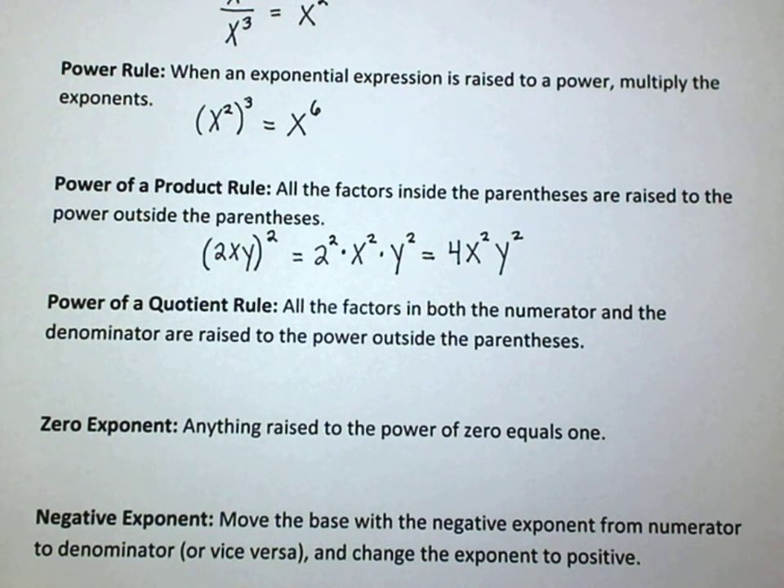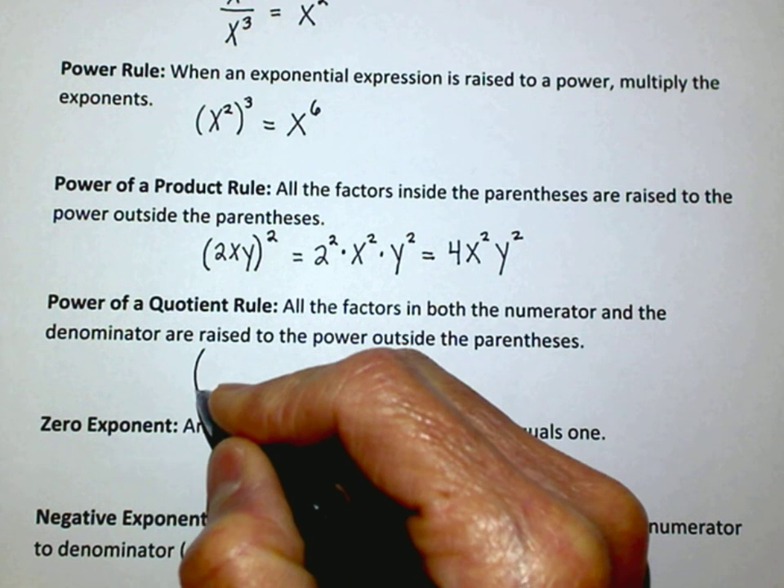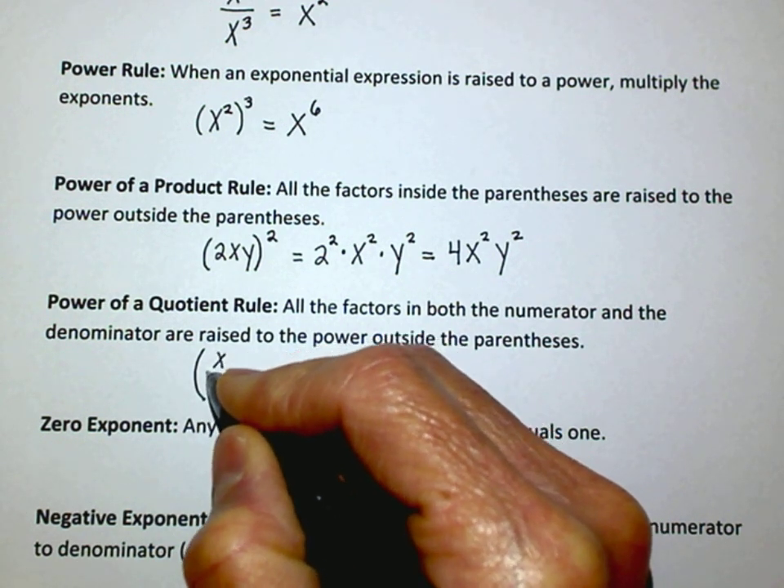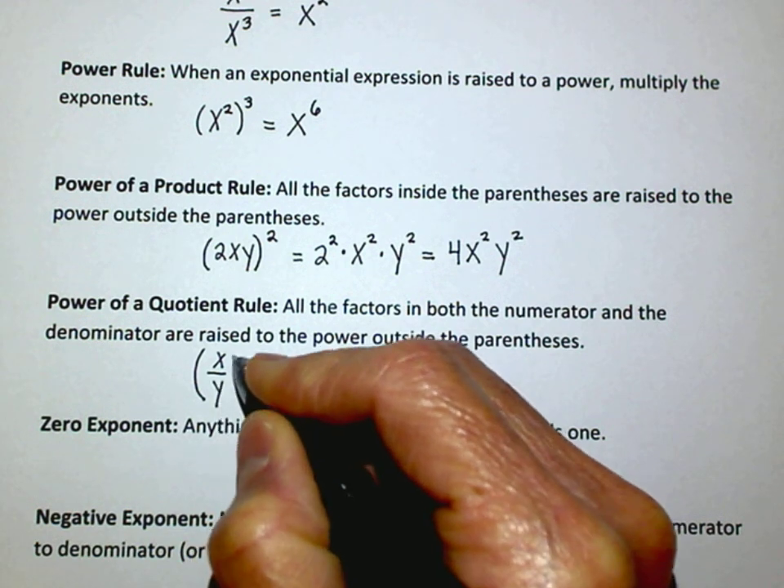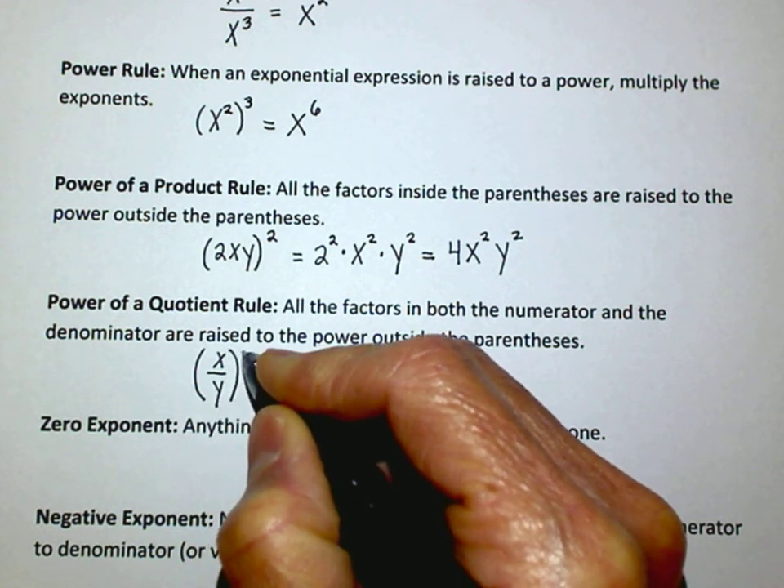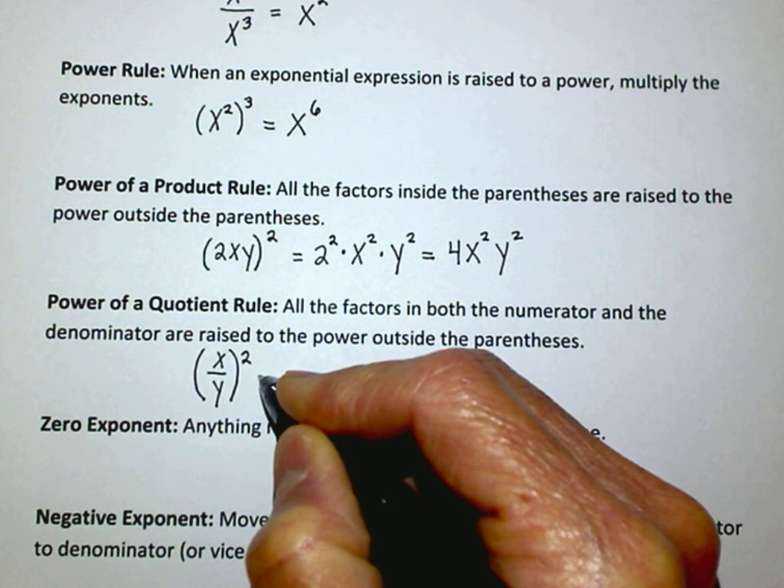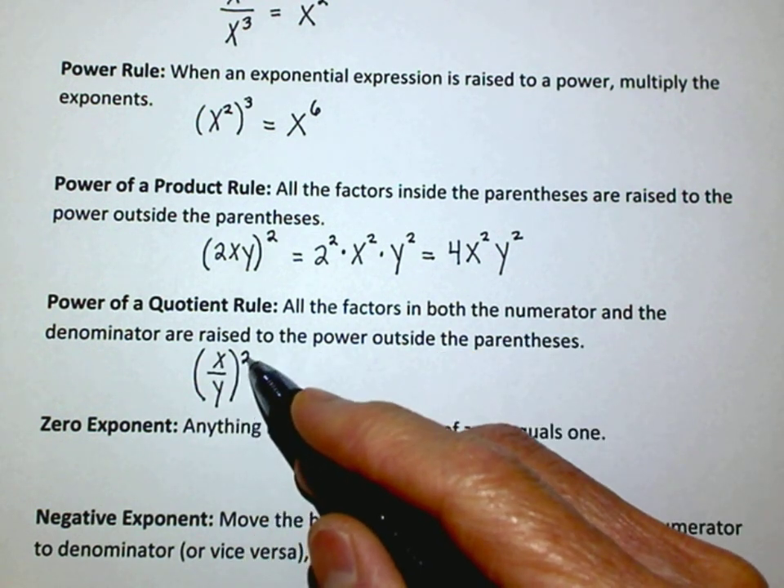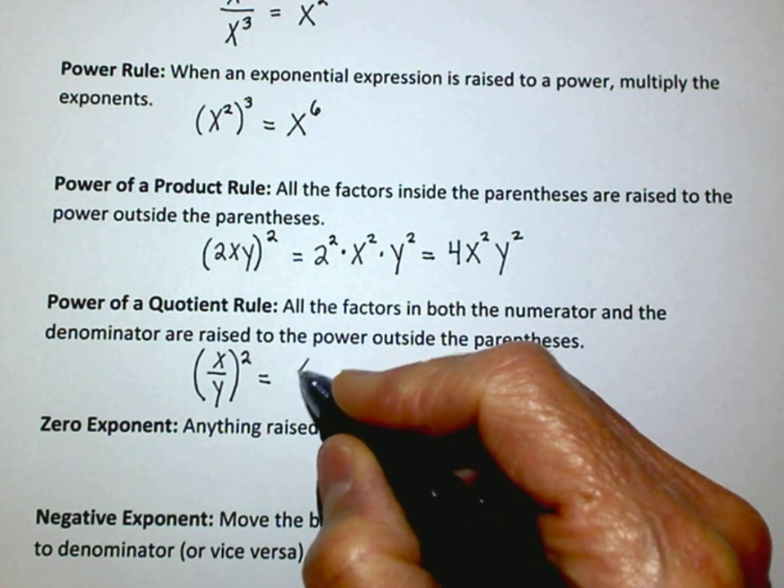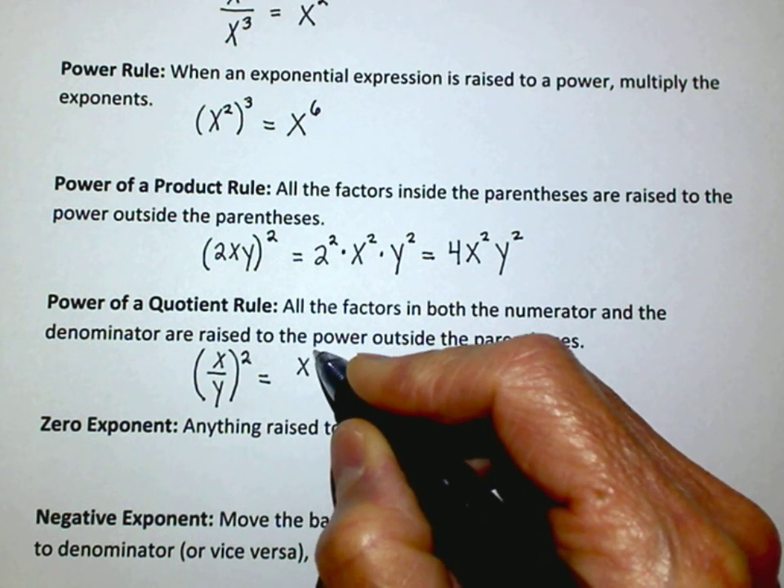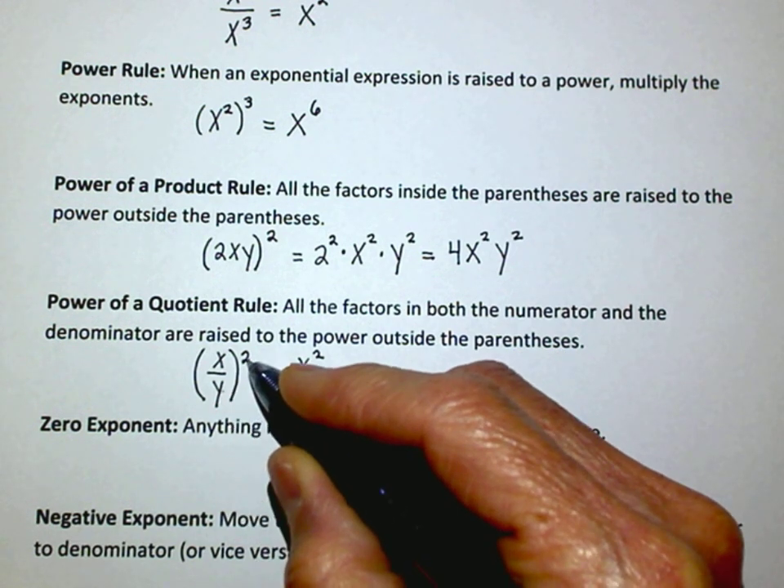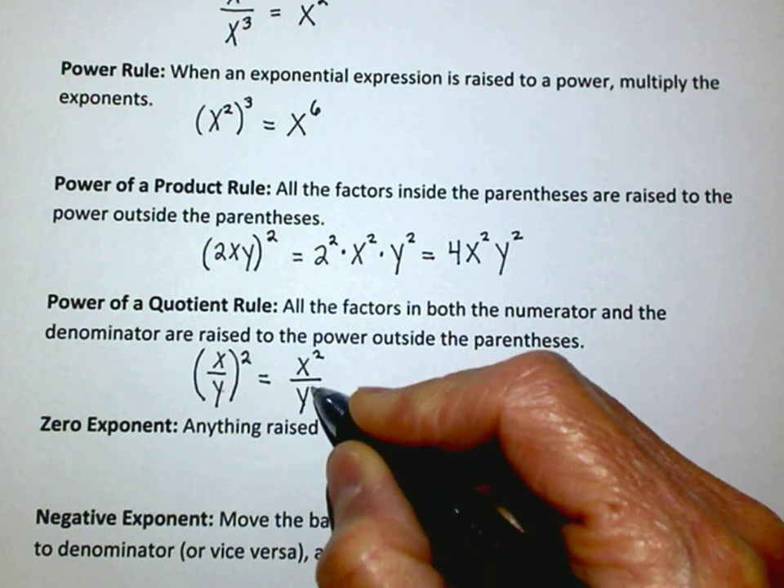The power of a quotient rule: a quotient is like a fraction. Let's say I have x over y, and it's raised to a power. This says that everything inside the parentheses is raised to that power, both the numerator and the denominator. So x raised to the 2nd power over y raised to the 2nd power.